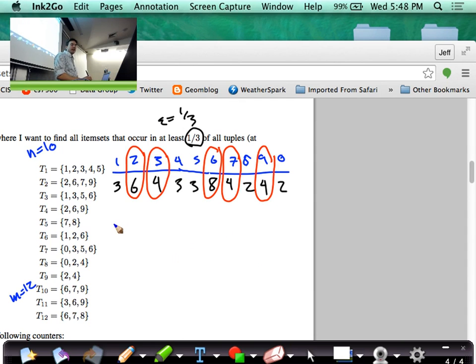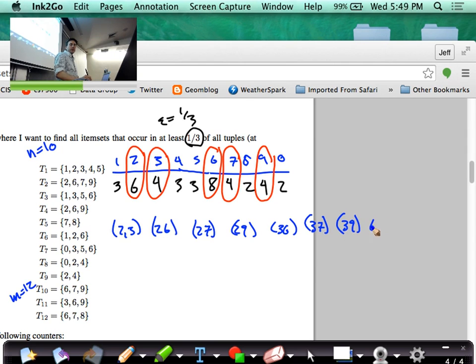But to do that, I need to write down all of the interesting pairs. 2, 3; 2, 6; 2, 7; 2, 9; 3, 6; 3, 7; 3, 9; 6, 7; 6, 9; and 7, 9. Okay, and let's see if any of these pairs now occur at least 4 times. And so now I can go through and check this.